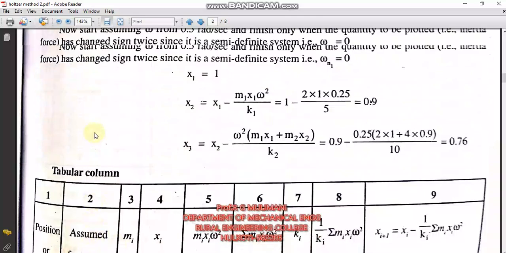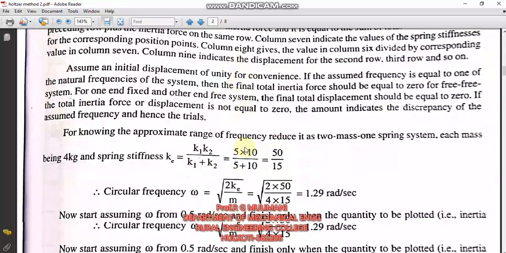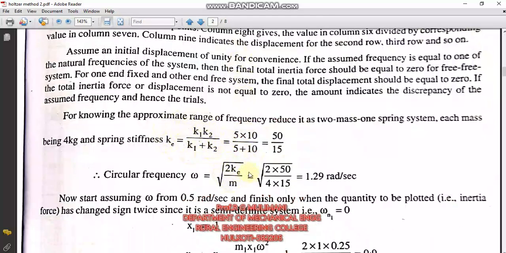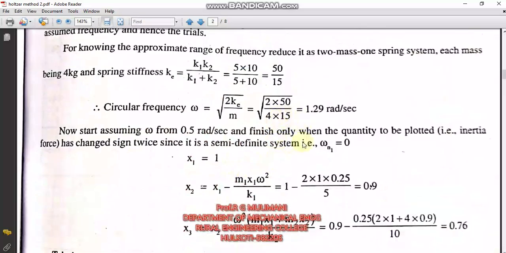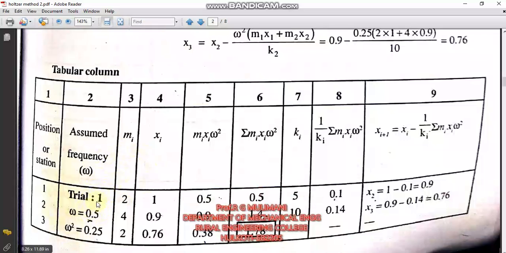You can use a rough approximation by using this equation: omega is equal to square root of k by m, where k is the equivalent spring stiffness. We have two spring stiffnesses, so you use this equation to find the equivalent spring stiffness value. Then you take the assumed frequency by using this. Now for this calculated value, it is 1.29. You can take 0.1 or 0.25 or 0.2, any value, as the assumed frequency. In this problem the author has taken 0.5 as the assumed frequency.